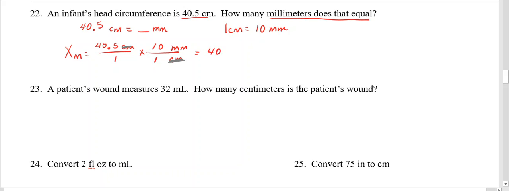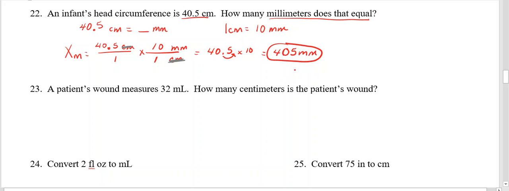And then I'm going to multiply straight across. So I get 40.5 times 10. Since I'm multiplying times 10, I'm just moving my decimal one place to the right. So that gives me 405 millimeters. So the baby's head is 405 millimeters around, or it has a circumference of 405 millimeters. What I want to know is the millimeters in the answer.